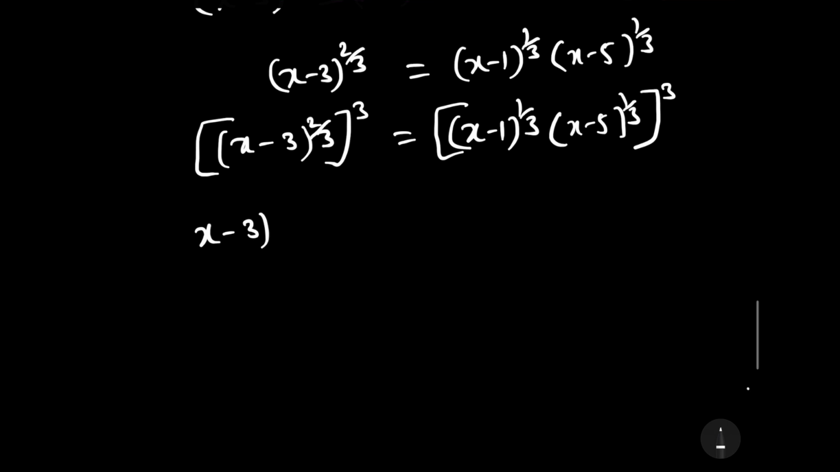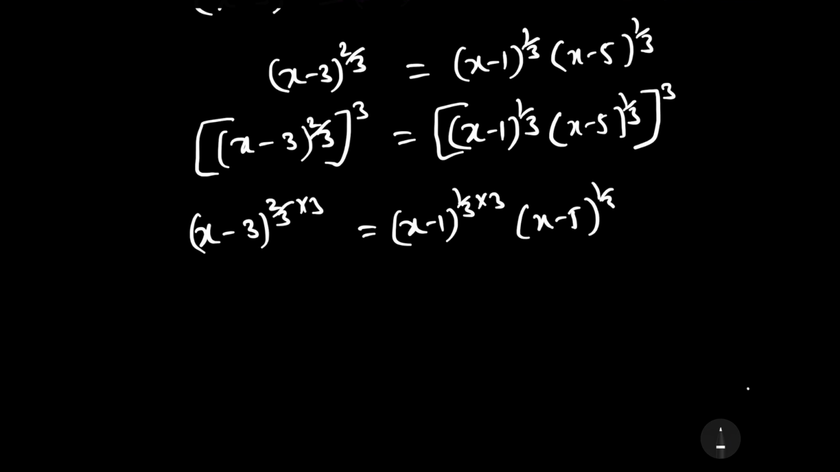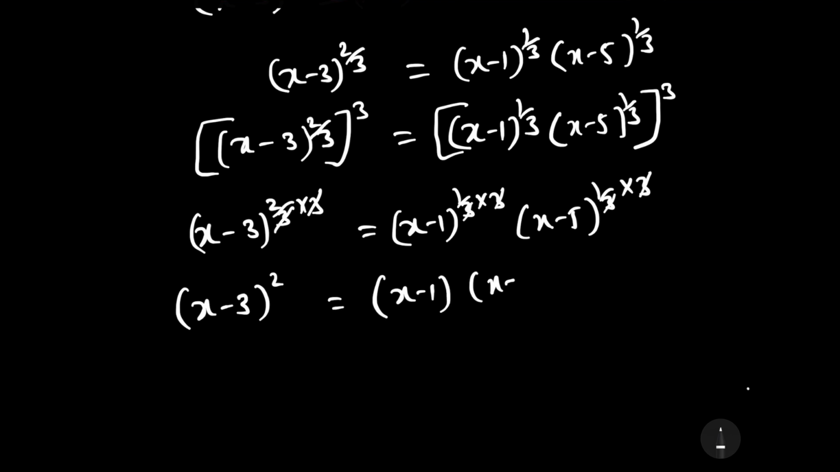Then this will be equal to (x minus 3)^((2/3) into 3), and this is equal to (x minus 1)^((1/3) into 3) into (x minus 5)^((1/3) into 3). Then this 3 will cancel out with this 3, and this 3 will cancel out with this 3. Then this will equal (x minus 3) whole square is equal to (x minus 1) into (x minus 5).